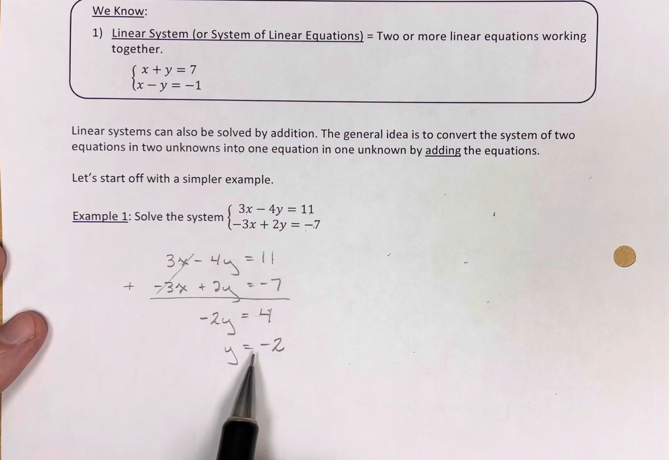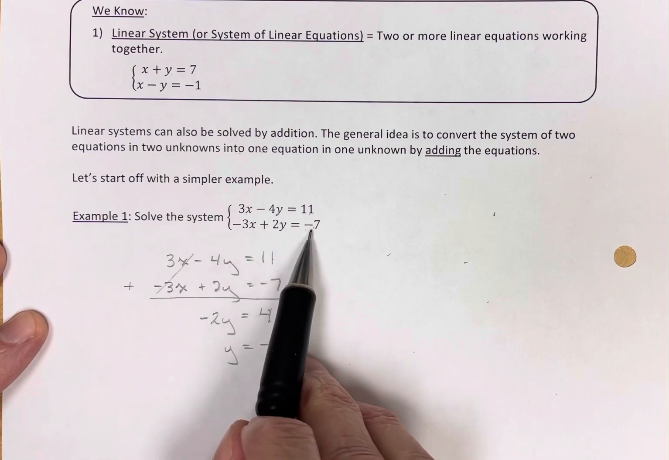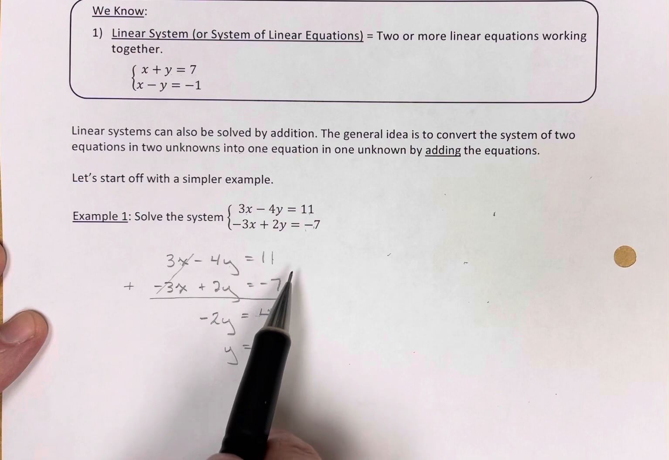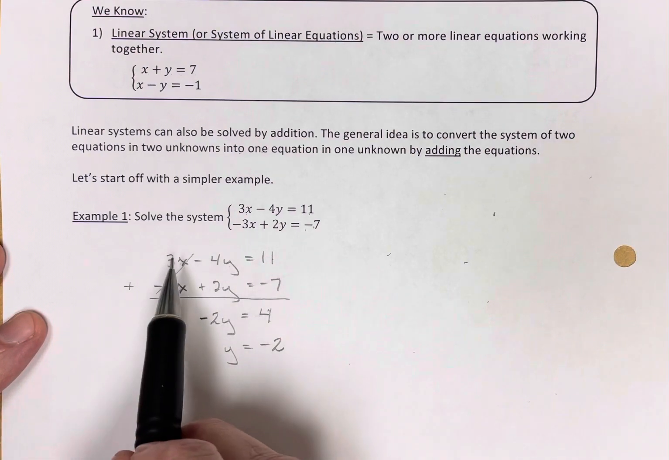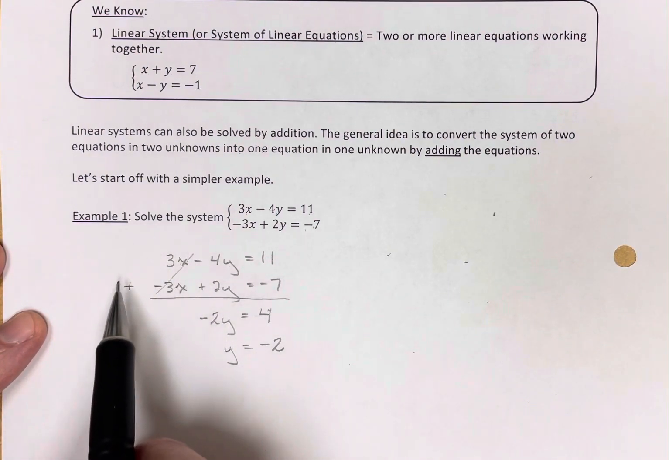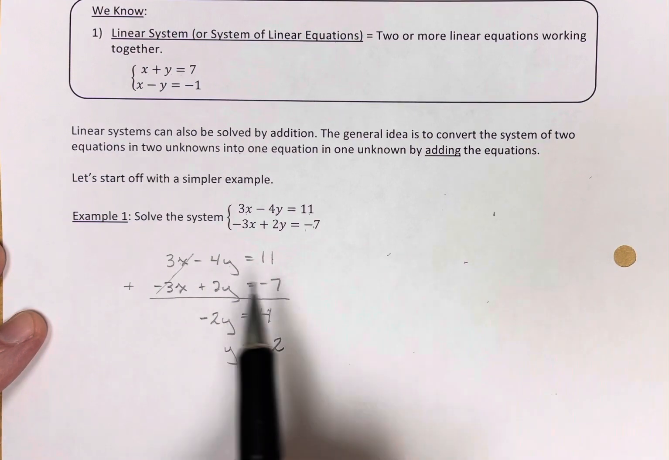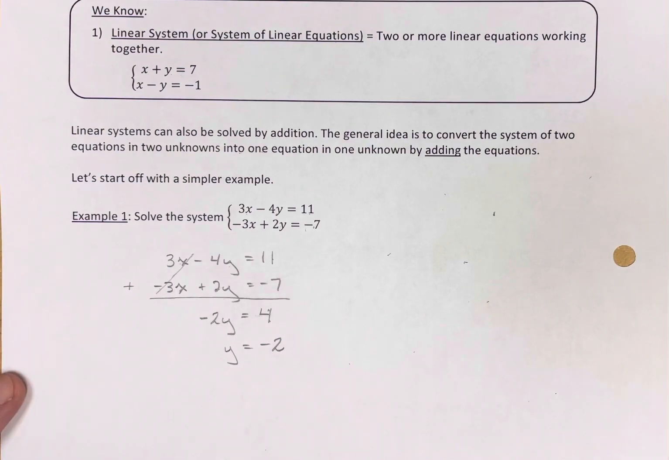And then we can say, oh, if y equals -2, I can put -2 back into the top equation or the bottom equation in this case, and I can solve it for x. Okay, so this is a simplified version of how to solve them with addition. And here's the key is right here. The key is having one of the variables with opposite coefficients.